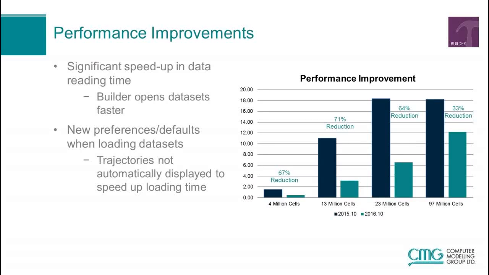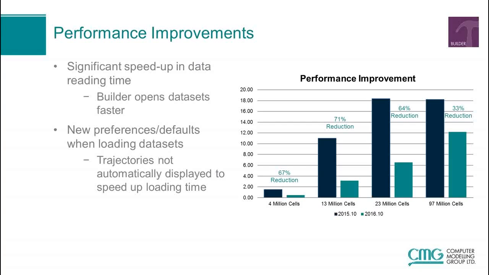We've also had large performance improvements in Builder. A significant speed up in the data reading time, meaning how long it takes Builder to open data sets, as well as doing things like saving and moving, manipulating your models. Part of this is a change in some of the defaults and preferences that we had when loading data sets. For instance, trajectories are not automatically displayed now. So if you want to go back, you absolutely have the option of being able to change these defaults yourself. If you have questions on how to do that, please feel free to contact our support and we'll be sure to walk you through it.